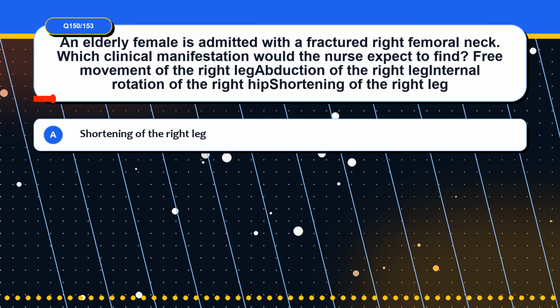Question 150. An elderly female is admitted with a fractured right femoral neck. Which clinical manifestation would the nurse expect to find? Free movement of the right leg, abduction of the right leg, internal rotation of the right hip, shortening of the right leg. Here are the options. Option A. Shortening of the right leg.